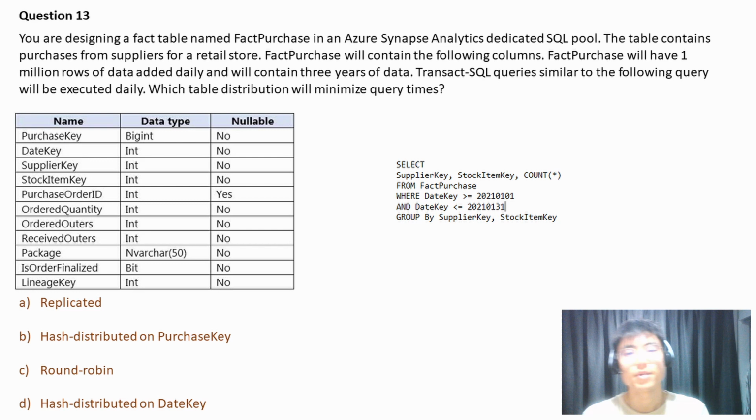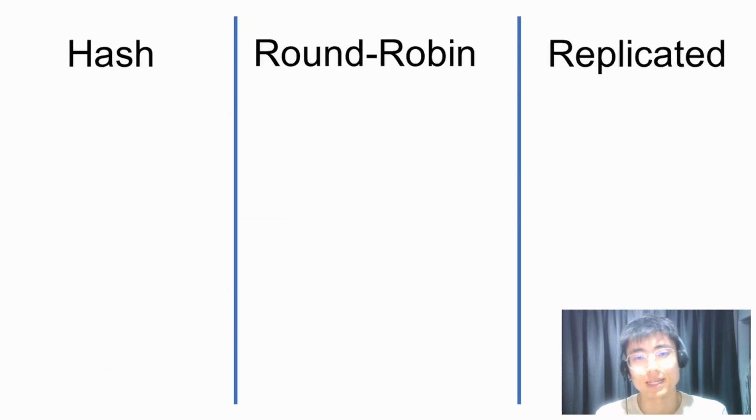So the question is about understanding distribution. When a table is distributed, even though it looks like just one table, it's actually spread across 60 compute nodes. And the way it's split across these compute nodes is determined by which distribution we're using. So there are mainly 3 types: hash, round robin, and replicate. We'll go through them briefly to see what the differences are between them.